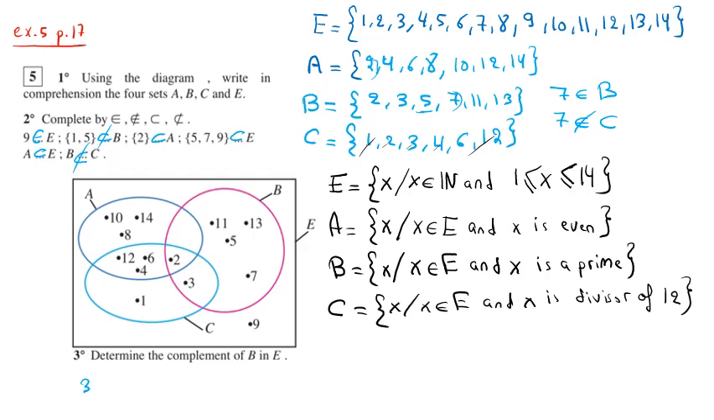Last part, which is part 3, determine the complement of B in E. The complement of B, which is B bar, is the elements that belong to E, but don't belong to set B. They are the opposite of B. We can see that 2 belongs to B, 3 belongs to B, 5 belongs to B, 7 belongs to B, 11 and 13 belong to B. So the remaining elements are 1, 4, 6, 8, 9, 10, 12 and 14.